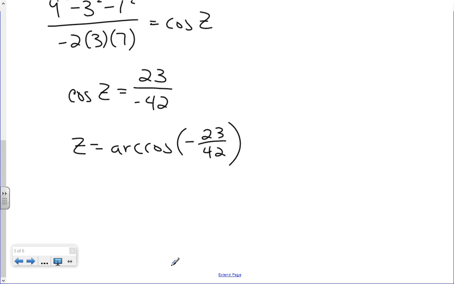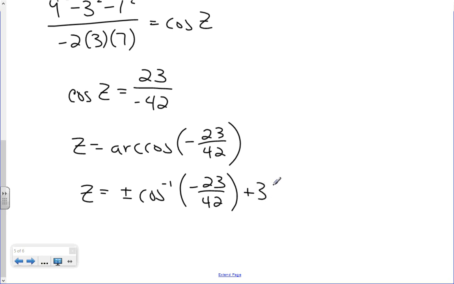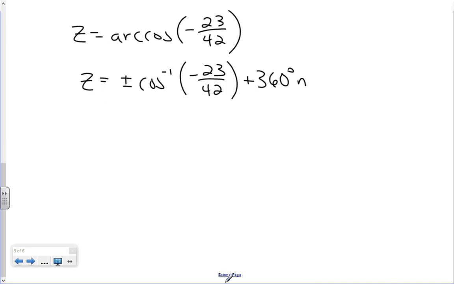Now, replace arc cosine with what it's equal to. So z is equal to plus or minus the cosine inverse of negative 23 over 42, plus 360 times n. We're working in degrees here, so it's going to be plus 360n.